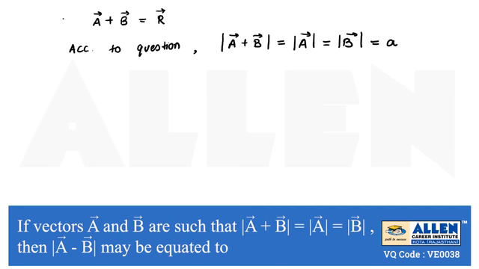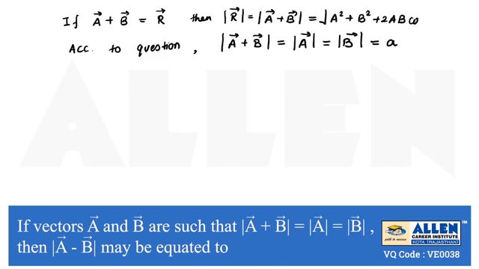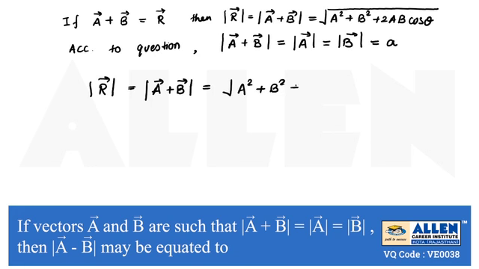If a vector plus b vector equals r vector, then the magnitude of r vector, or we can say the magnitude of a vector plus b vector, is equal to the root of a square plus b square plus 2ab cos theta. So we will use this in our question. We can easily find the angle between these two vectors with the help of this formula.